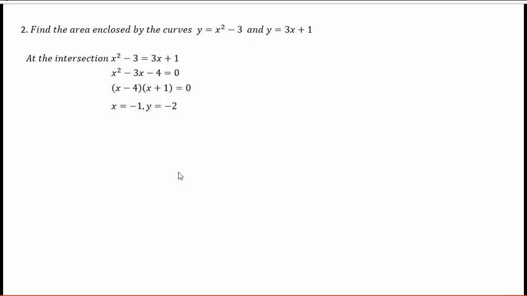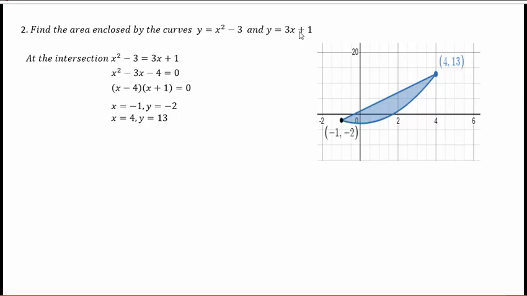So when x is -1, then y will be -2. You can plug it in the first equation or in the second. When x is 4, then y is 13. Now this is our graph. So we'll be taking the integral between -1 and 4 for x. And the top graph is 3x plus 1, and the bottom one is x squared minus 3. We're going to subtract them.